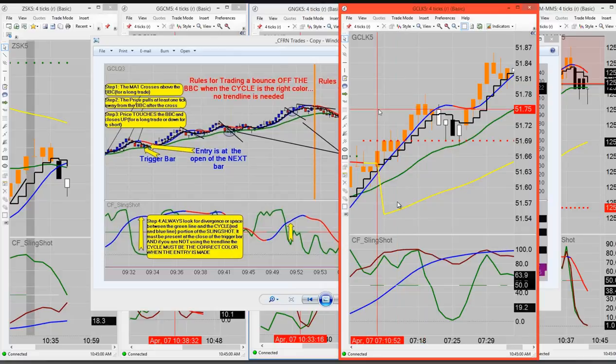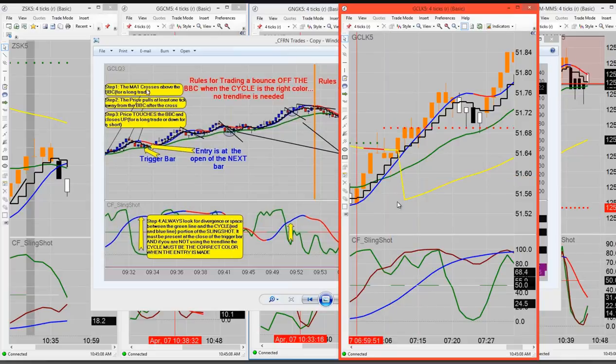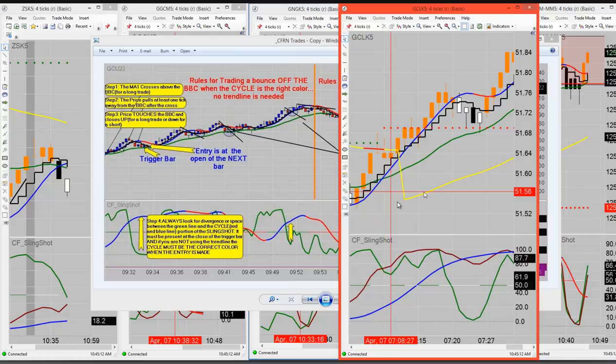Now, step 1. Remember the MA1 is the red and blue line on price. Step 1 is for it to cross the BBC right here for a long trade. The MA1 crosses above the BBC for a long trade. Step 2, price pulls at least 1 tick away from the BBC after the cross. You can see it's done that. Step 3, price pulls back down and touches the BBC right here. You see it hit the BBC right there?